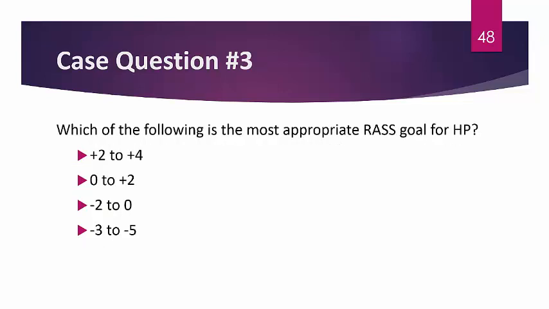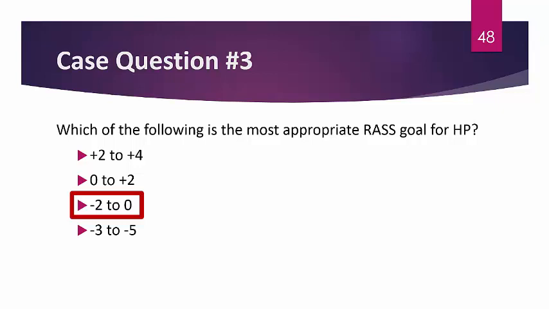And the last question: which of the following is the most appropriate RASS score for HP? The answer here is going to be -2 to 0. So remember, we want light levels of sedation, which for the RASS score is between -2 to 0, or for the SAS score, it's 3 to 4. Anything in the positive areas indicates agitation, so +2 to +4 and 0 to +2 would be incorrect.